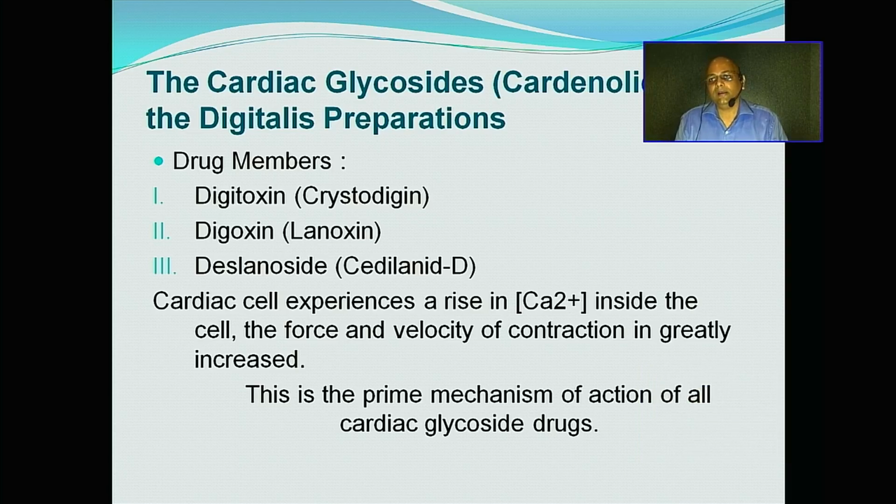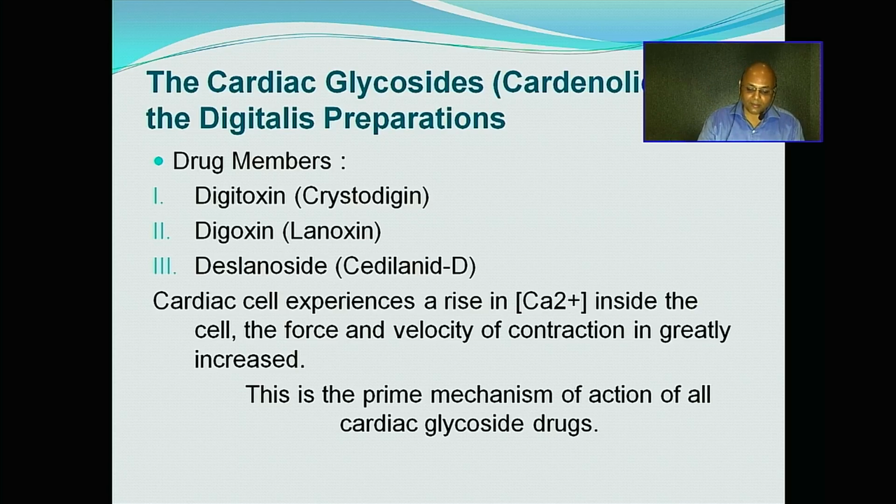What they do: the cardiac cell experiences a rise in Ca2+ inside the cell. The force and velocity of contraction is greatly increased. What they are doing is increasing the force of contraction of the heart. The heart is not able to contract properly. That is the pathophysiology here in congestive cardiac failure. This is the prime mechanism of action of all cardiac glycosides.